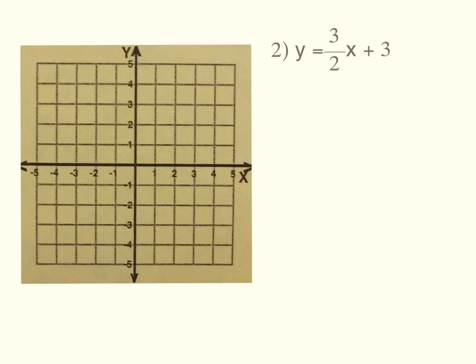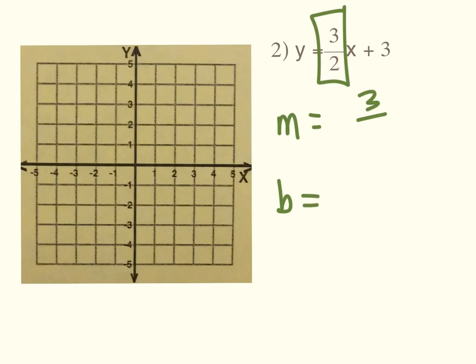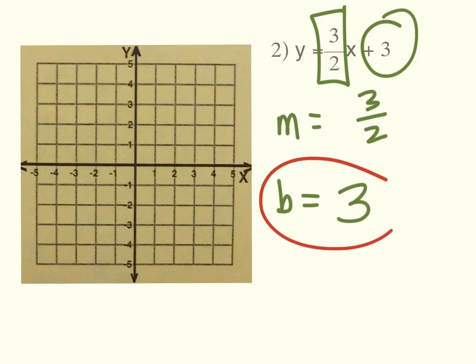Number 2, my m and my b. Let's see, here's my m, which is 3 over 2, and it's positive. And my b is also positive 3. We begin at the 3. Always begin at the y-intercept and plot a point. On this one, if I rise 3 and run 2, I'm going to fall off the graph. It would be up here somewhere.